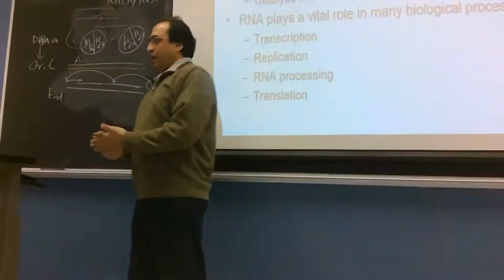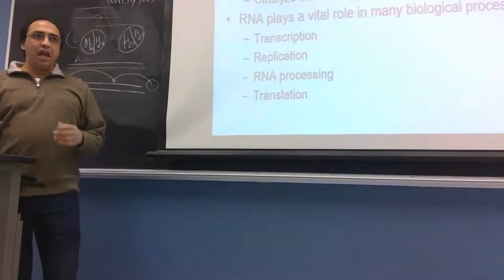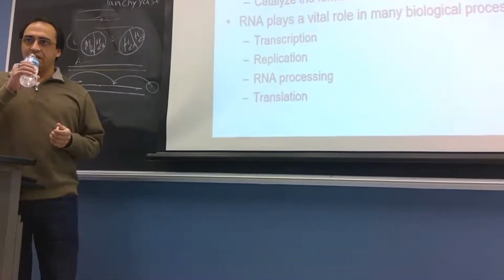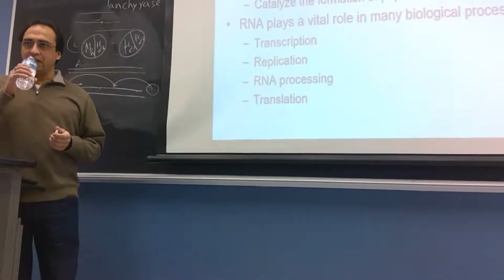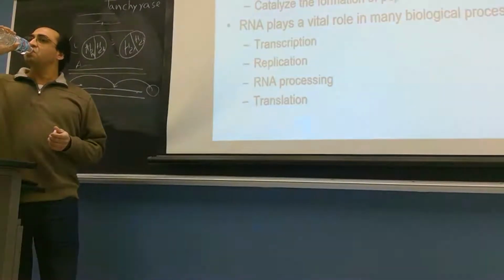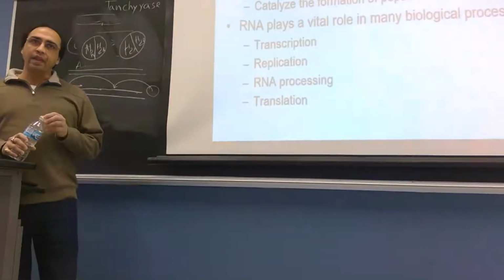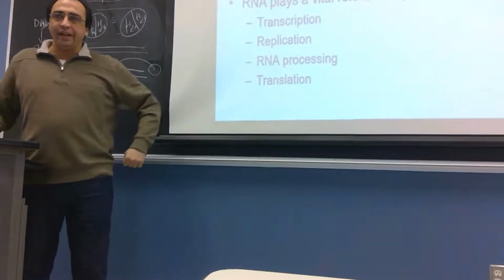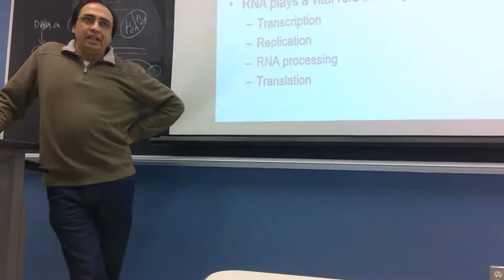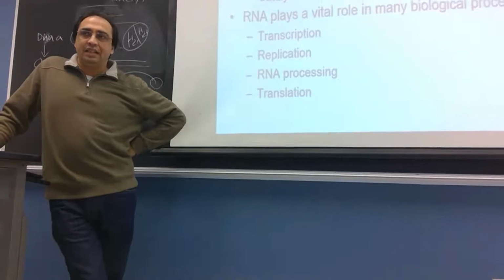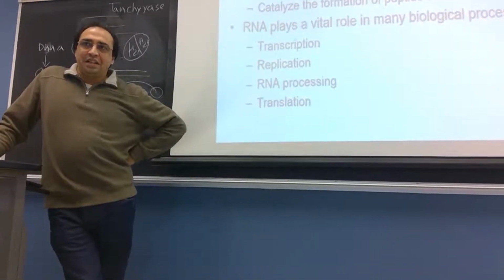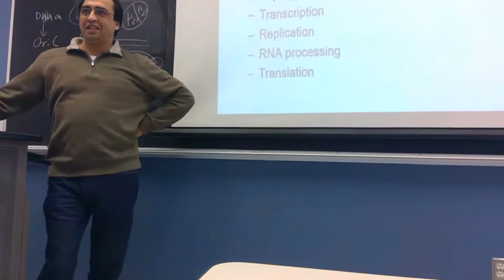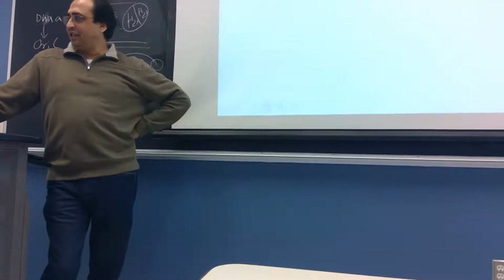Okay. Do you know how many types of RNA we have? How many types of RNA? Three: transfer, messenger, and ribosomal. tRNA, rRNA, and mRNA. Any other? RNA silencing, miRNA. RNA silencing, do you know that?